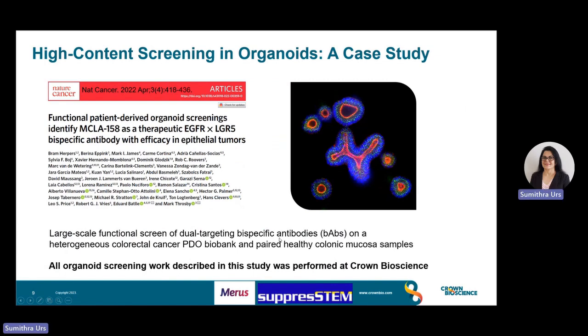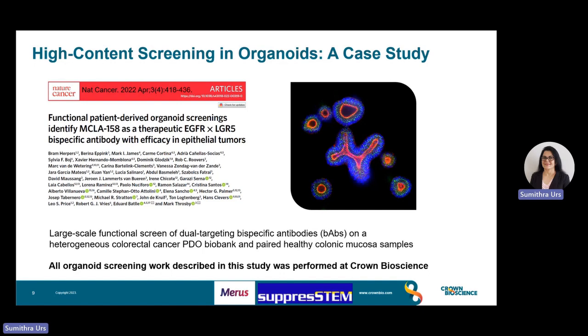I'll now proceed to show you a case study that used the organoid platform for antibody screening. This paper was published last year in April in Nature Cancer and was a joint collaboration of Suprastem and Crown, which was at that time Ocello. The Suprastem consortium consists of Urs as the coordinator, the Hubrecht Institute in Netherlands, Ocello, Institute for Research in Biomedicine, Barcelona, Spain, and the Wellcome Trust Sanger Institute in the UK.